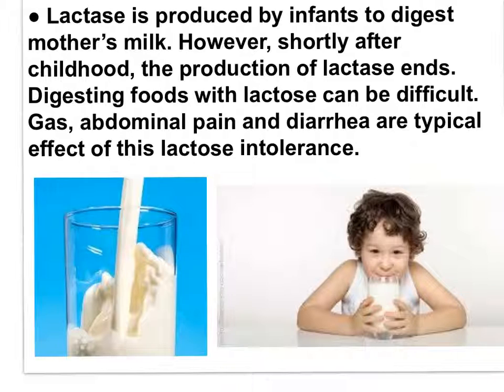Lactase is produced by infants to digest mother's milk so that they can gain nutrition from the milk. However, shortly after childhood, the production of lactase ends for many people. Thus, digesting foods with lactose can be difficult. Gas, abdominal pain, and diarrhea are typical effects of lactose intolerance. Lactose-free milk benefits these people and alleviates any suffering from consuming milk.